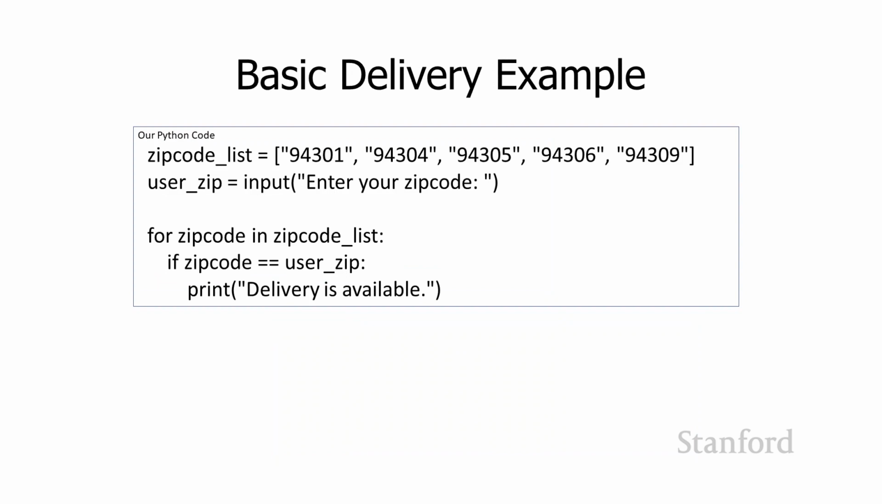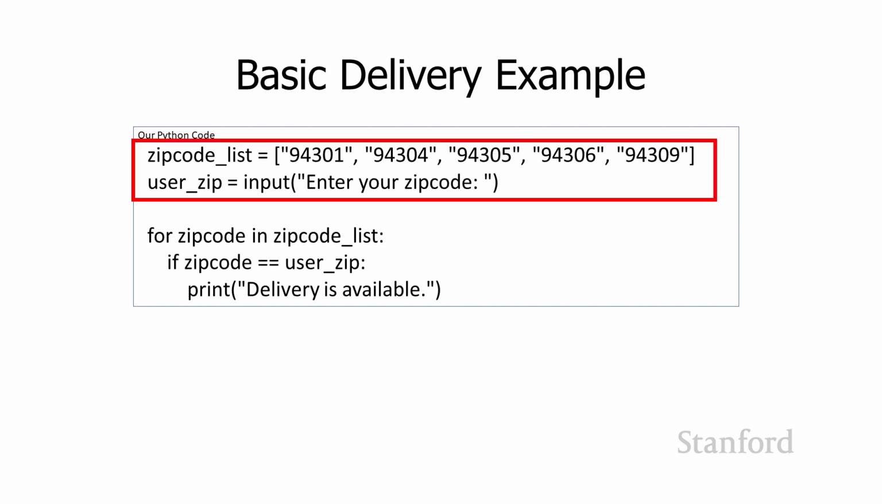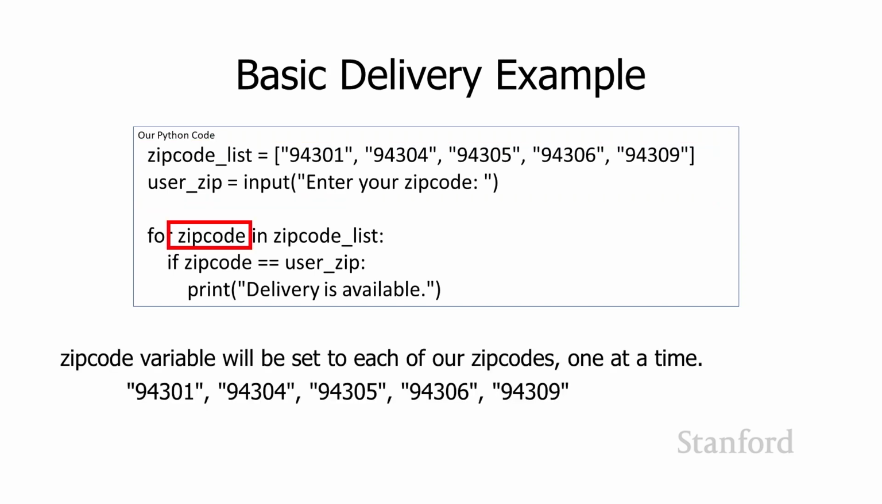Okay, let's take a look at something a bit more complicated. So this is an example where I'm trying to determine if pizza delivery is available for a particular zip code. And so I'm going to go ahead and come up with a list of zip codes. And then I'm going to ask the user, what is their zip code? So we've got our variable here in the for loop, the zip code variable, and that's the one that's going to have its value changed.